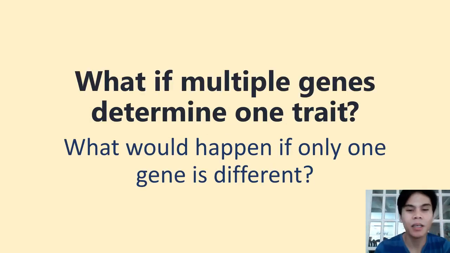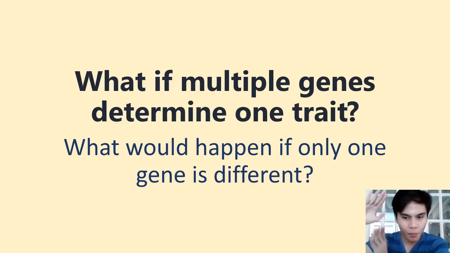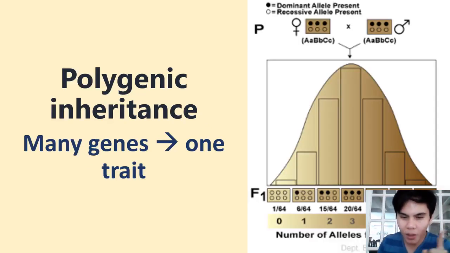Oh no. But what if it's the other way around? What if many genes determine just one trait? Again, many genes, one trait. It's the other way around. This is what we call the polygenic inheritance. Poly meaning many, and gene is genes. Okay? So if you have many genes that are relating to one trait or one characteristic, that's called polygenic inheritance.